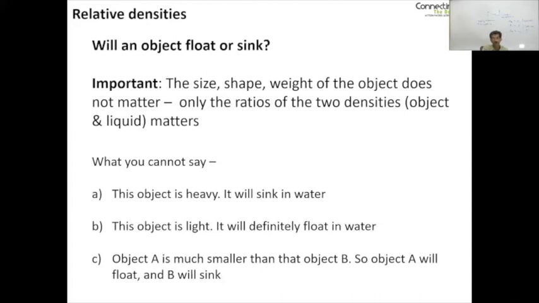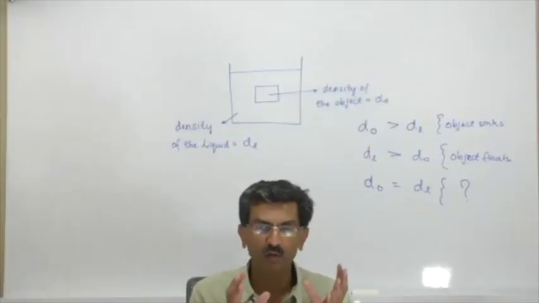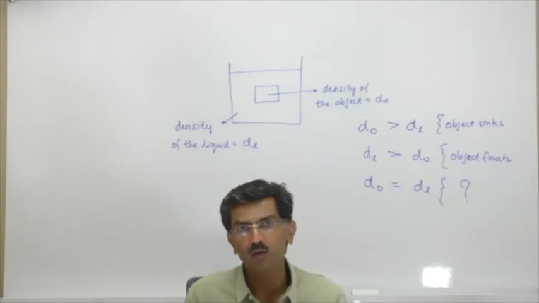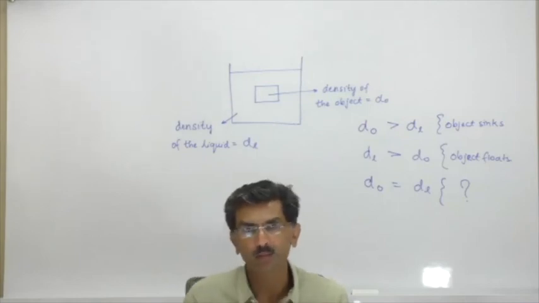Similarly, you cannot say that object A is much smaller than object B, and therefore object A will float, object B will sink. A pin is much smaller than a boat, but a boat floats and a pin sinks. Remember, only two things matter: the density of the object and the density of the liquid. Let us do a couple of simple demonstrations to understand this concept even better.